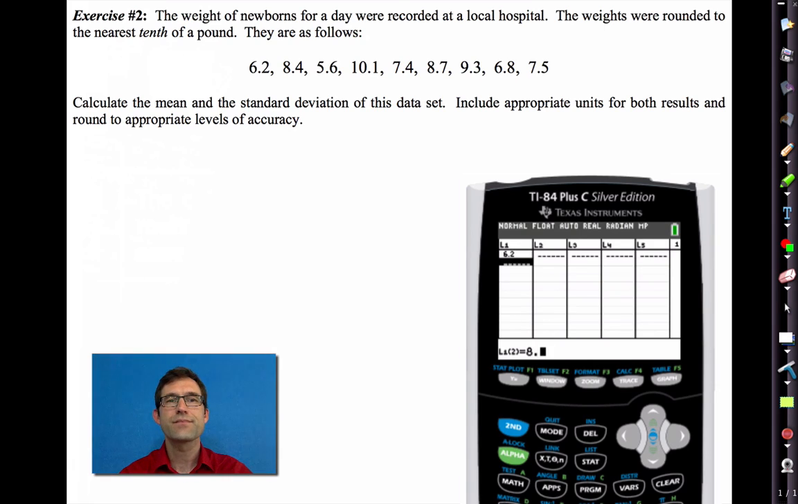6.2, 8.4, 5.6, 10.1, 7.4, 8.7, 9.3, 6.8, and 7.5. All right, check over the data, let you catch up, make sure it's all in there correctly.